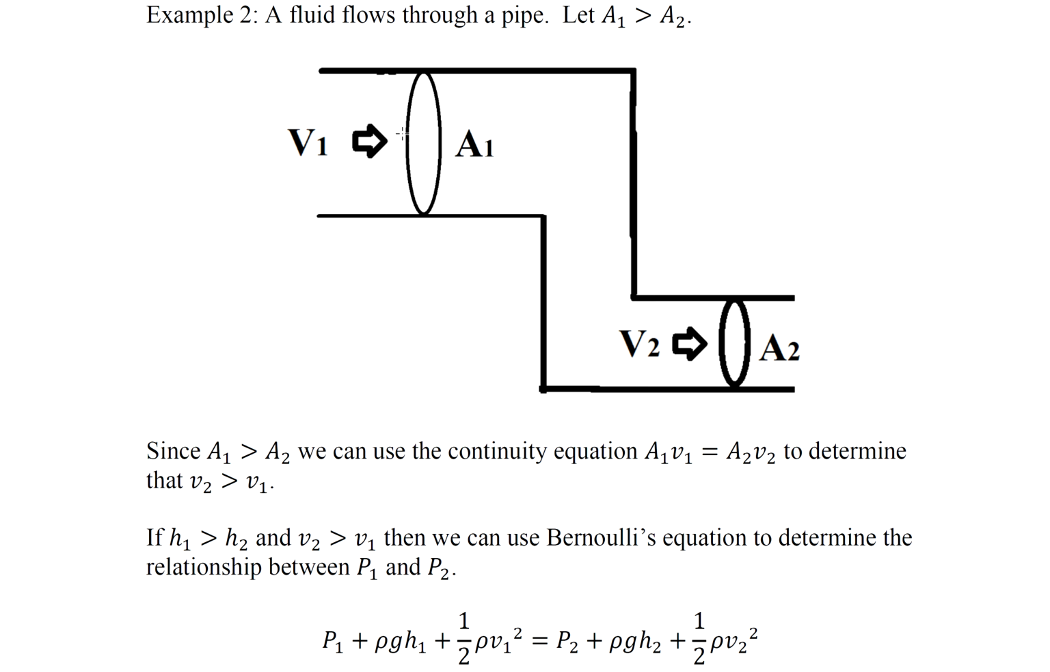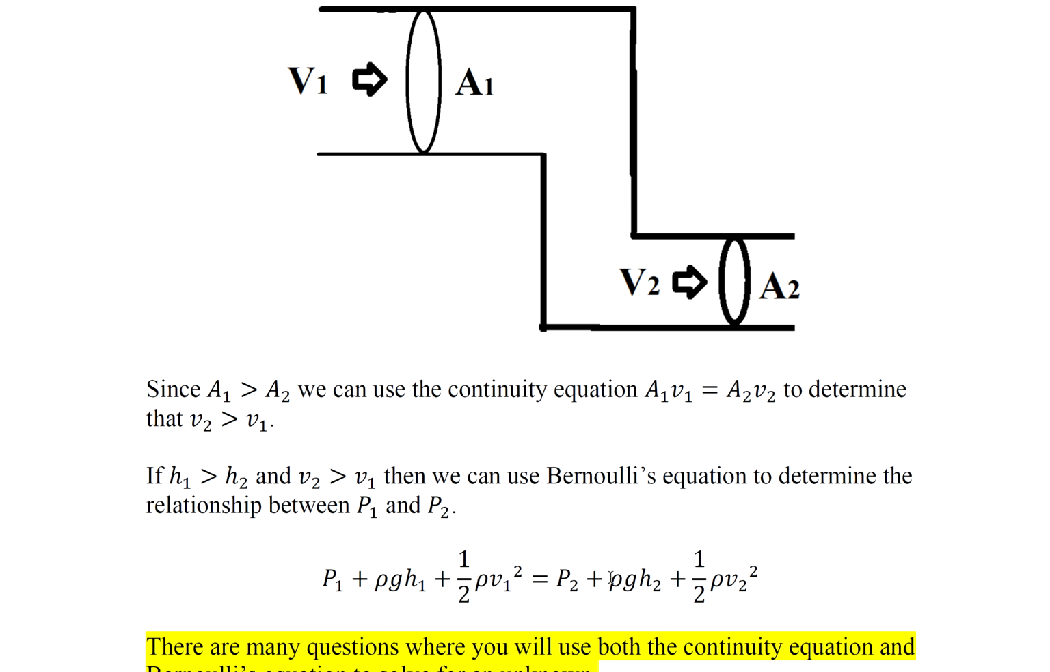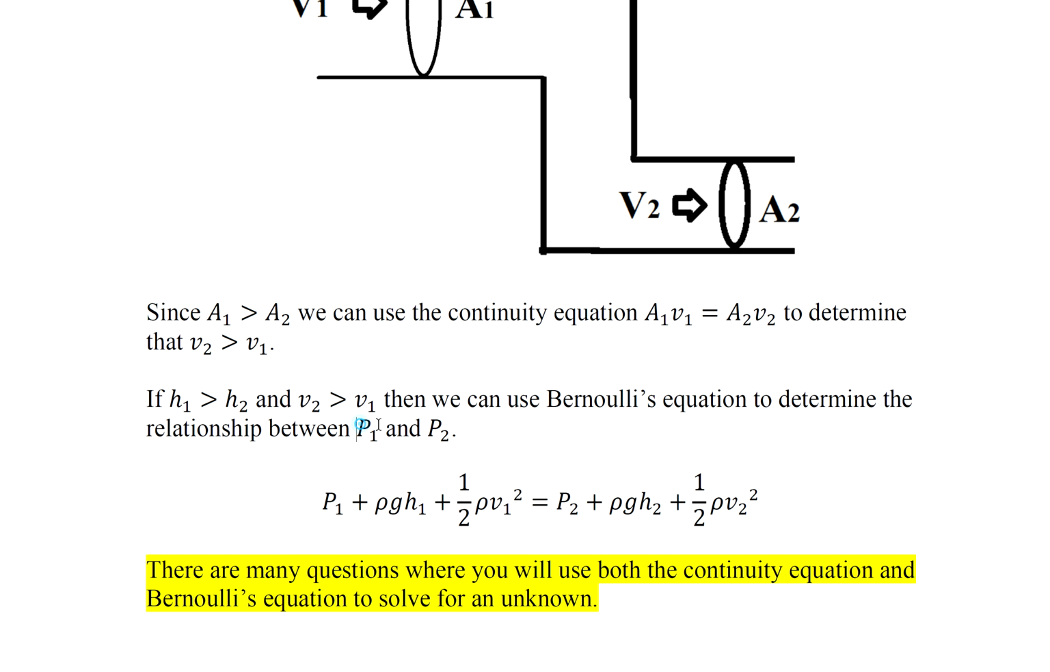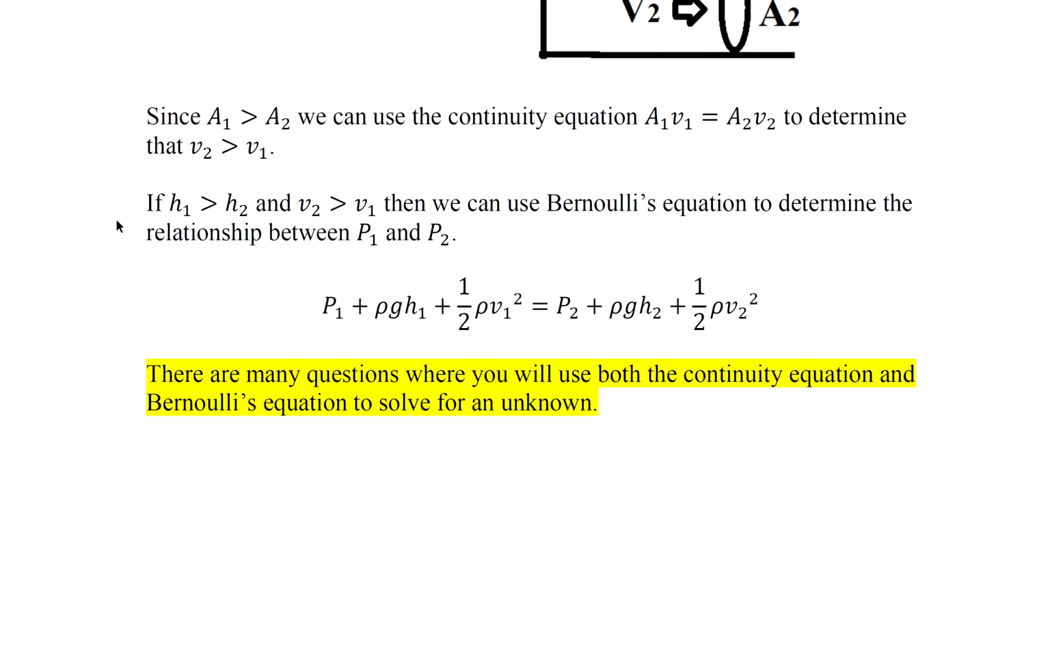So H1 is greater than H2. So rho gH1 is greater than rho gH2. And 1/2 rho V2 squared is greater than 1/2 rho V1 squared. So now we can determine a relationship between P1 and P2. We're not sure which one is greater, P1 or P2. So there are many questions where you will use both the continuity equation and Bernoulli's equation to solve for an unknown. So we have to know this equation, and we have to know A1 V1 equals A2 V2.